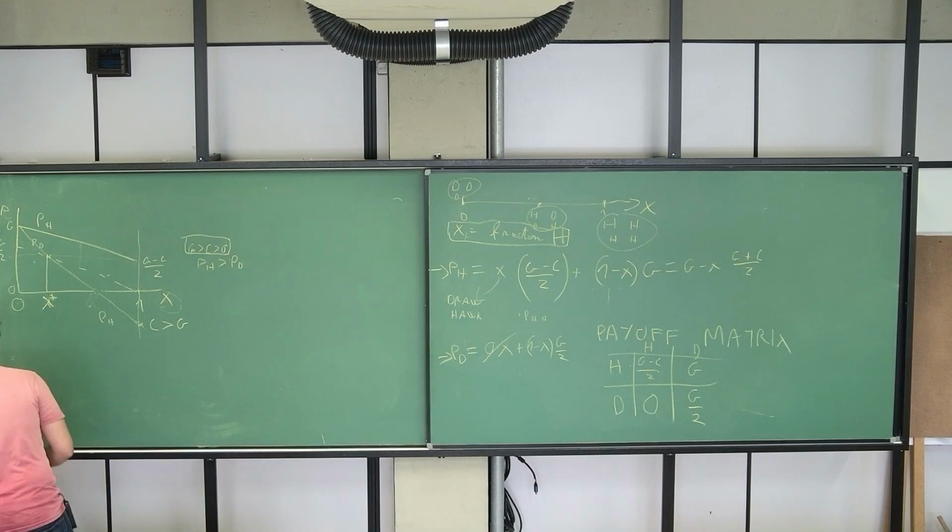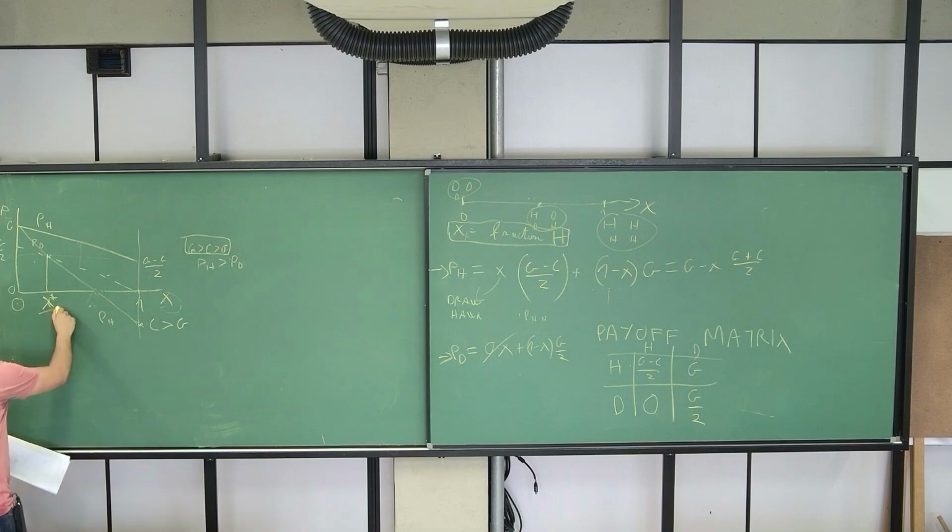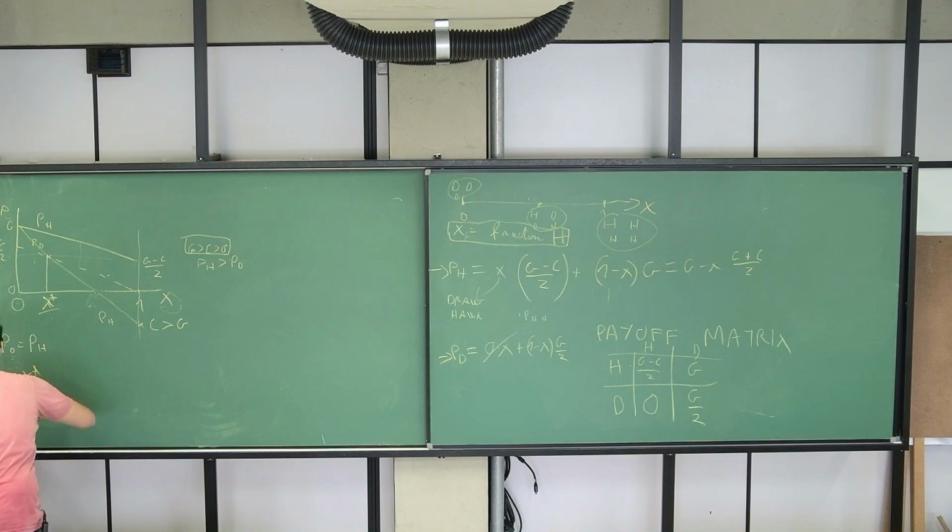So, of course, one can solve for this X star, okay? You just need to solve for PD equal to PH. I don't have time to do the math, but you can convince yourselves that X star is equal to G over C, which makes a lot of sense in the sense that this is below 1, and therefore this is actually a frequency only if C is bigger than G.